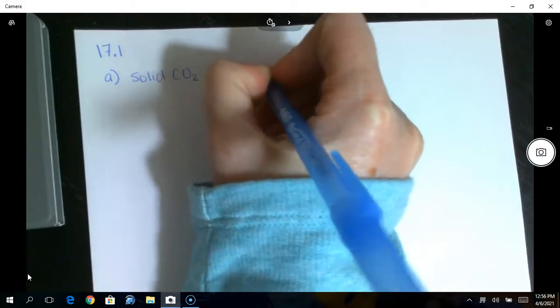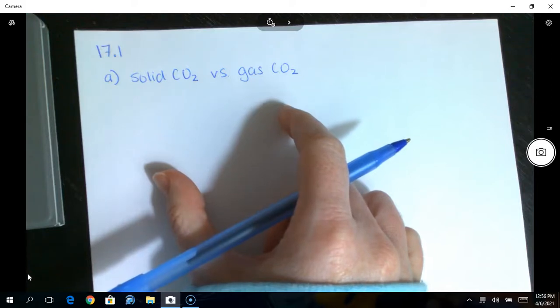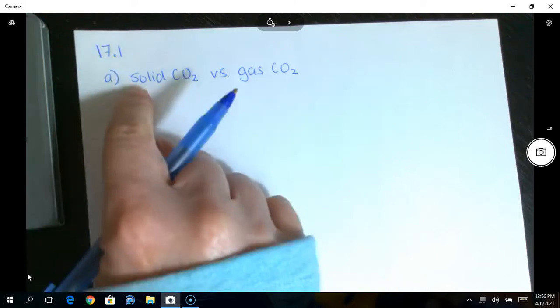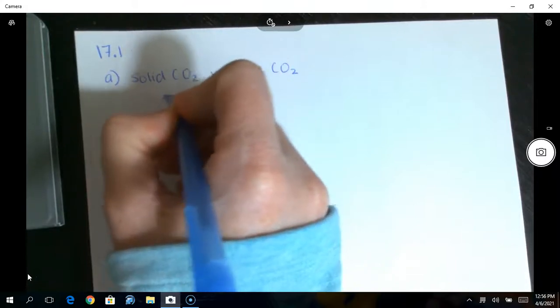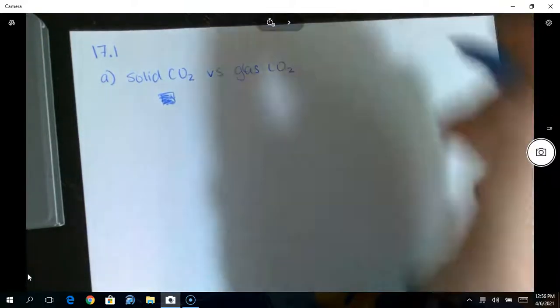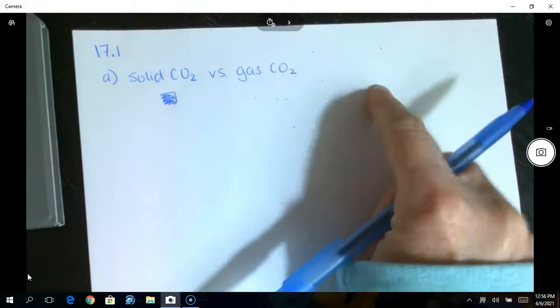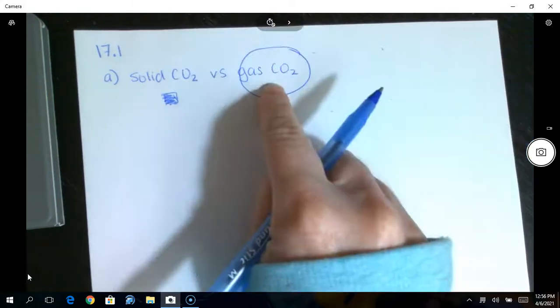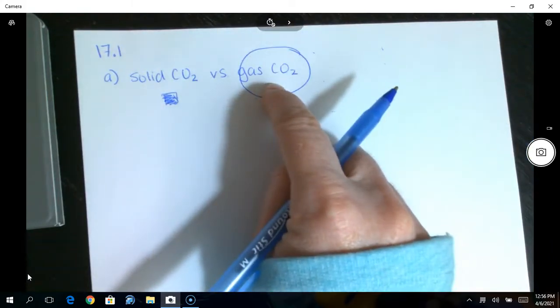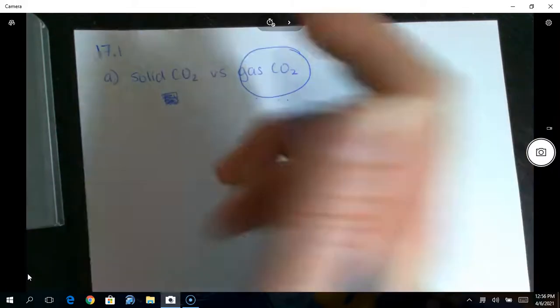So the first example, A, we have to compare solid CO2 versus gas CO2. And the question is, which of these has greater positional entropy? So if you think about it, the solid CO2, that's just going to take up some amount of space. So here's that solid, right? But then the gaseous CO2 can go all the way around. So there's more places to put the energy. I could have energy here, here, here, here, here. So the gaseous CO2 is going to have higher positional entropy because it has a greater volume. There's more places to stick that energy.